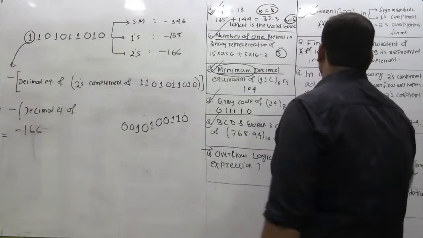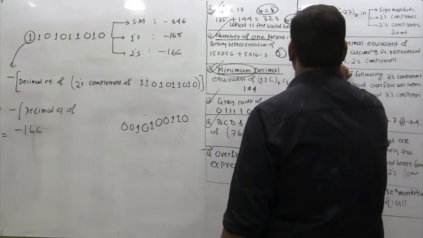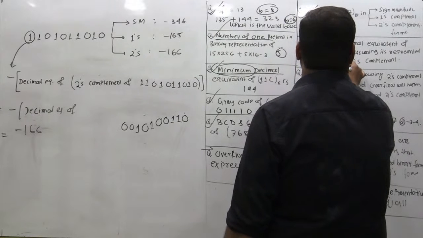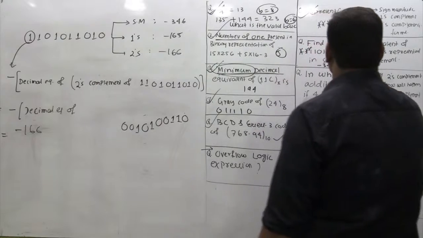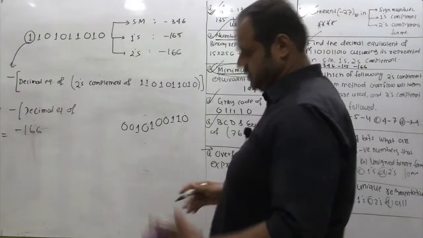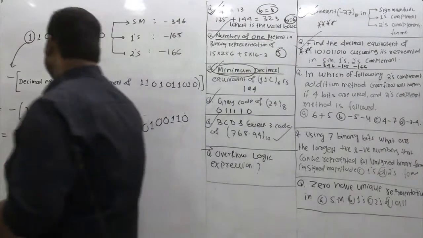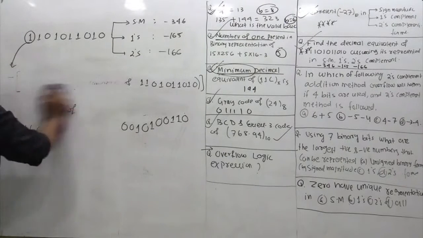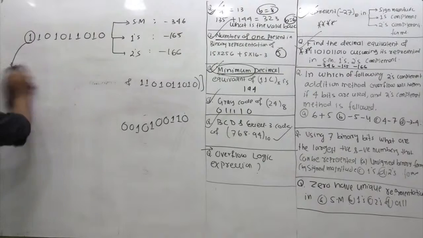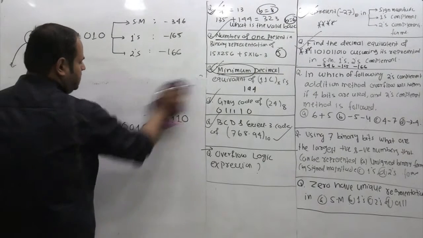Okay. So in sign magnitude form, the answer is minus 346. In 1s complement form, the answer is minus 165. And in 2s, it is minus 166. This is the answer. So that's what I was telling: unless you know which particular format this is, whether it is 1s, 2s or sign magnitude, we cannot tell the answer.